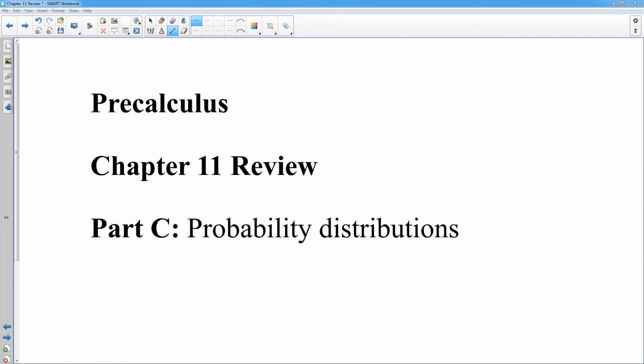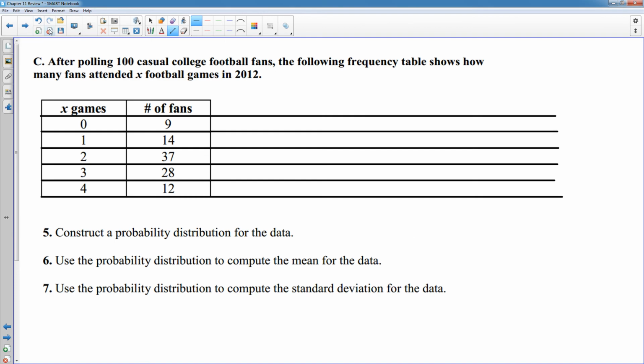All right, here's the next section of this review. Probability distributions. This one to me is the most intensive as far as having to punch in a bunch of calculations. The first part isn't too bad. What I've done here is I pulled 100 casual college football fans. I don't know what that means, but there we go. So there are 100, and if you add these together, you do get a total of 100.